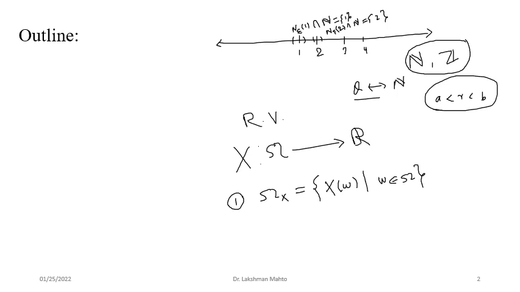If it is a discrete set, then the corresponding random variable we will call a discrete random variable, and if it is continuous, then the corresponding random variable we will call a continuous random variable. So that is the difference. If the range of the random variable happens to be continuous, then we say that the corresponding random variable is continuous.